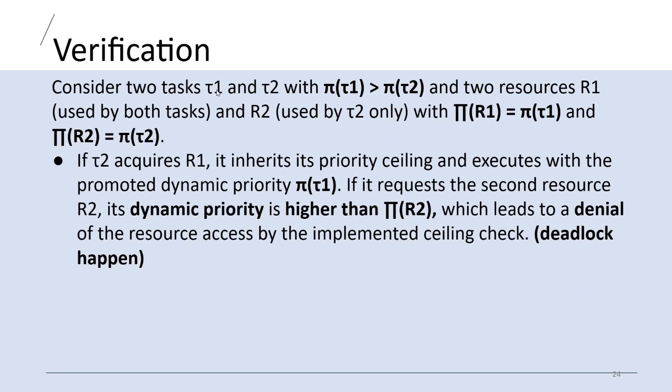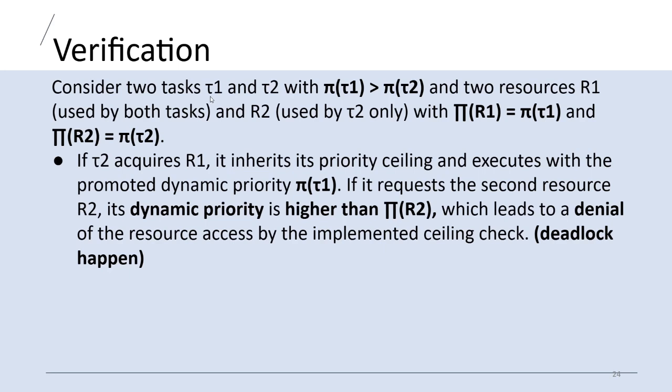Verification. Today there are two tasks, tau 1 and tau 2, with pi of tau 1 greater than pi of tau 2. There are two resources: R1 is used by tau 1 and tau 2, and R2 is used only by tau 2. The priority ceiling of R1 is equal to pi of tau 1, and the ceiling of R2 is equal to pi of tau 2.